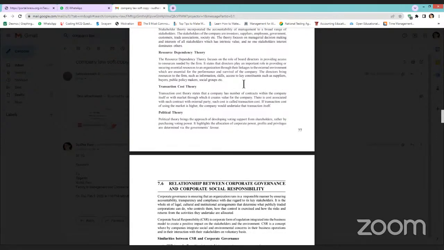So how efficiently are you using these resources? How good are you at acquiring these resources? How good are you at getting efforts from these resources? How much you depend on them and how effectively you handle them is important. That is what resource dependency theory says. The next one is transaction cost theory. It means the company has a number of contracts within the company itself.